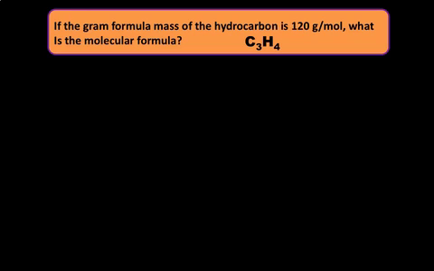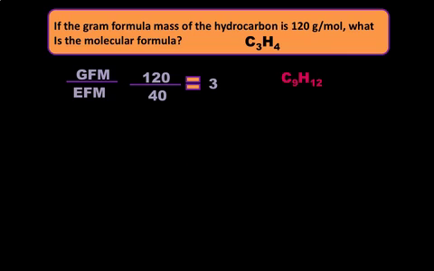What is the molecular formula of a hydrocarbon with an empirical formula of C3H4, if the gram formula mass is 120 grams per mole? Again, we're going to take gram formula mass over empirical formula mass. It tells me it's 120. I can calculate the empirical formula mass using C3H4. Each carbon is 12 and there are 3 of them, so that's 36. Each hydrogen is 1 and there are 4 of them, so that's 4, and 36 plus 4 makes 40. So 120 divided by 40 gives me 3, which means I'm going to multiply each subscript by 3. So instead of C3H4, I have C9H12.